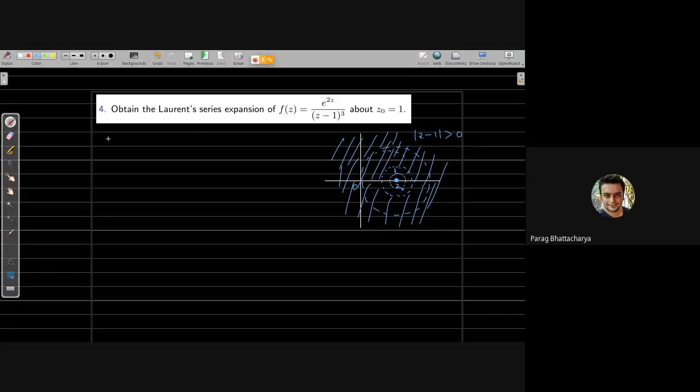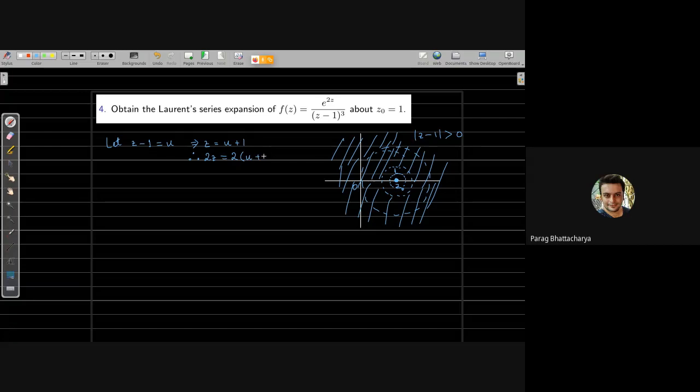So I'll let this z minus 1, whatever is there in the denominator, be called u. Z minus 1 we'll call u. So this implies that z is equal to u plus 1. And therefore, 2z will be equal to 2 times (u plus 1).